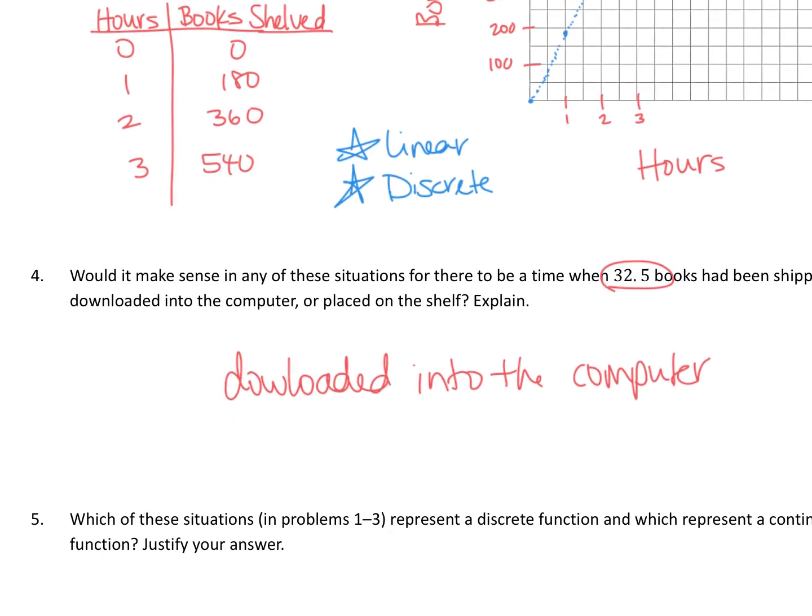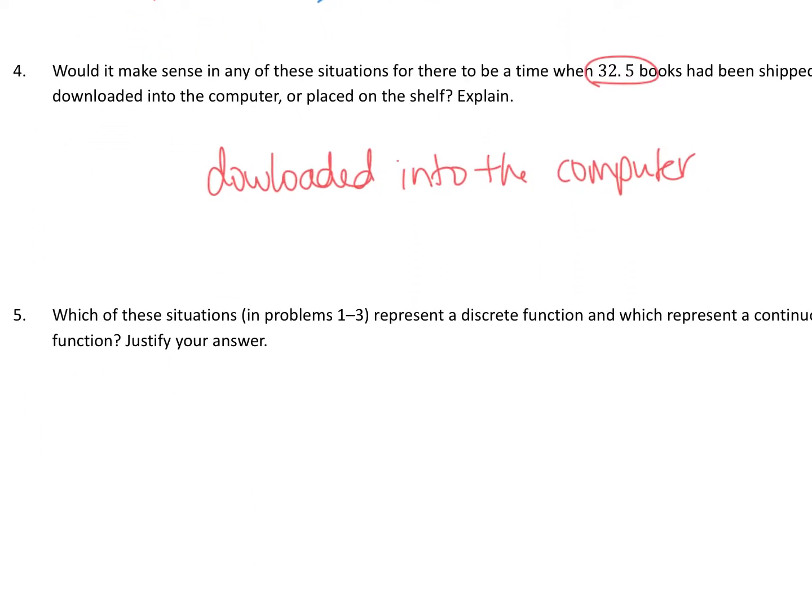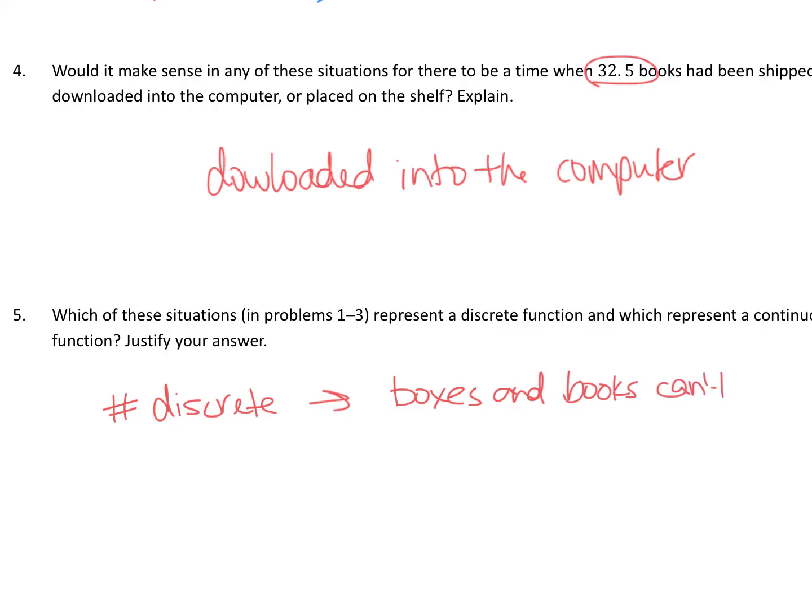All right, number 5. Which of these situations, problem 1 through 3, represent discrete and which represents continuous? Justify your answer. So we know number 1 is discrete, and the reason is we do not have decimal boxes or books. So boxes and books can't be decimals.